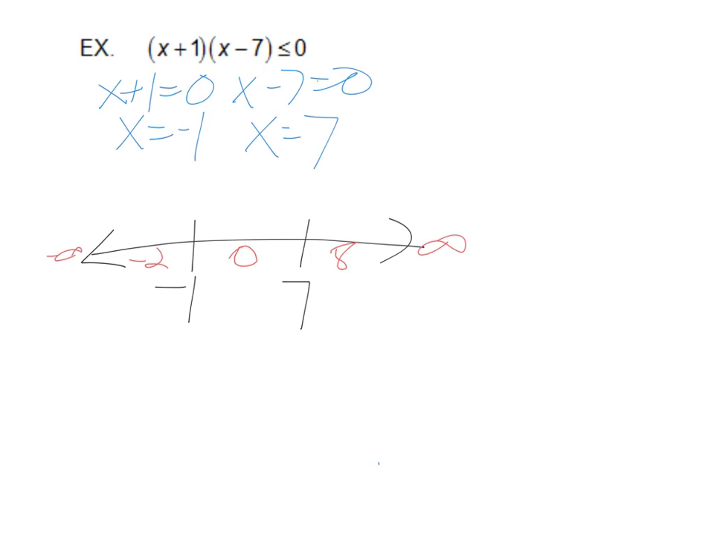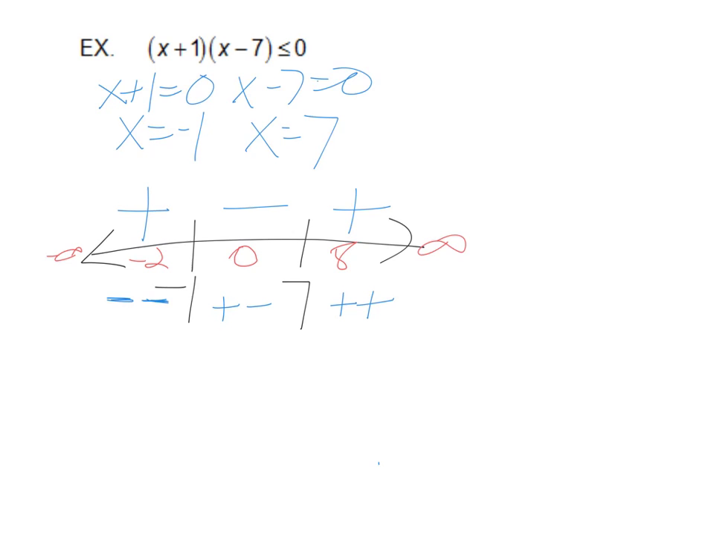Now I'm going to plug those test numbers in one at a time back into the original problem. So when I plug a negative 2 into the first parentheses, my result is negative. And into the second, negative 2 minus 7, that's also going to be negative, and a negative times a negative is a positive. Plugging in the 0: first parentheses positive, second parentheses negative. Positive times a negative is a negative. Then the 8, both would be positive, and it comes out positive.